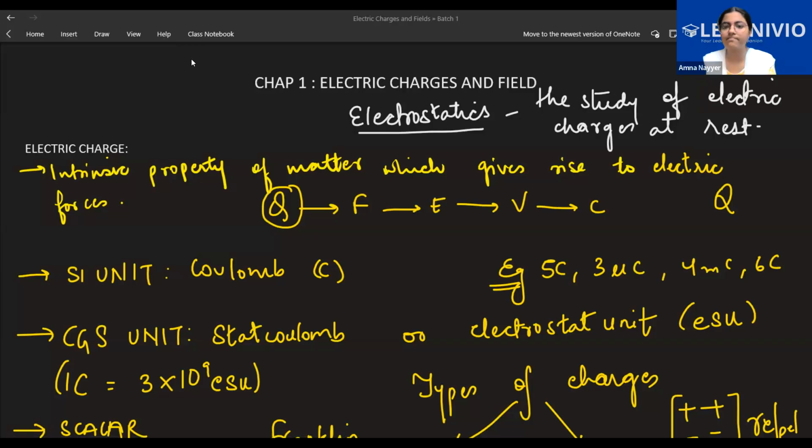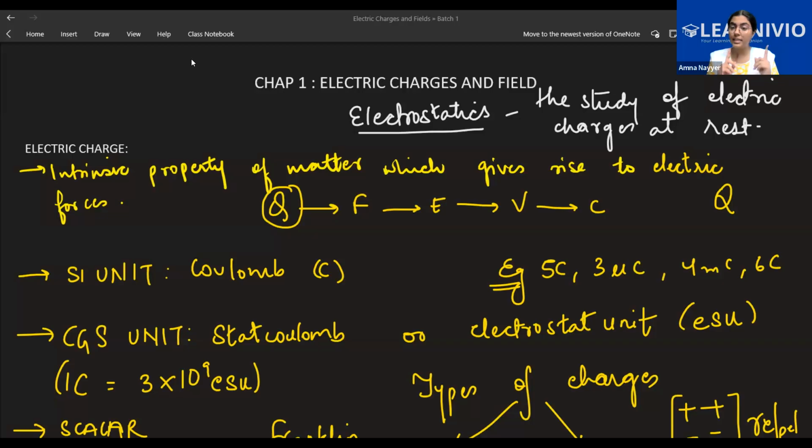Yes, ma'am. Okay. Ali, yesterday we started with the class, a very basic portion of electrostatics, and we couldn't complete much, so let us continue further. What did we study yesterday? What's an electric charge? It's the basic or intrinsic property of matter that gives rise to electrical forces. Then we studied that the SI unit is coulomb, the CGS unit is electrostat coulomb, and 1 coulomb is 3 into 10 to the power 9 ESU.